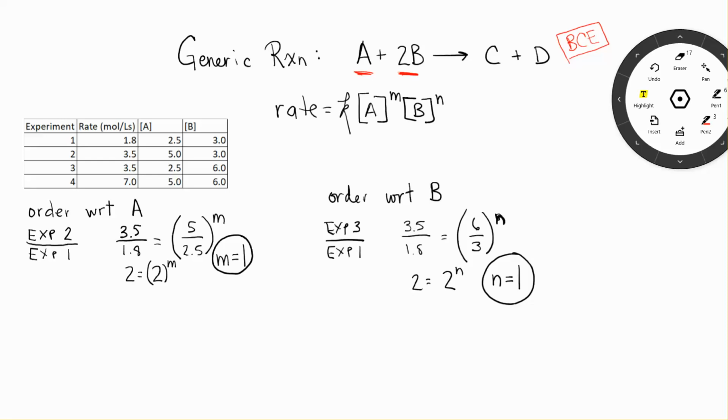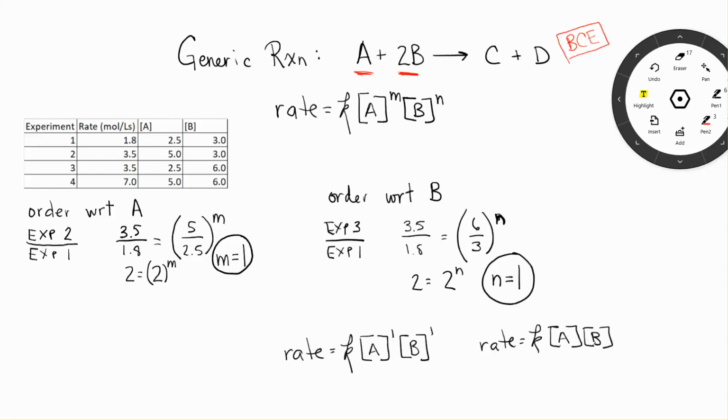So now we can rewrite the rate law for this reaction. Rate is equal to rate constant K times the concentration of A to the first power times the concentration of B also to the first power. Most of the time we don't write the ones because anything to the first power is itself, so you can also write it as rate equals K times A times B.